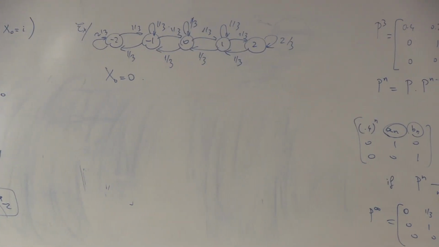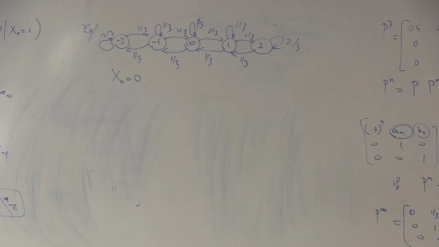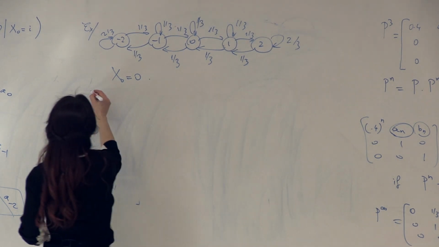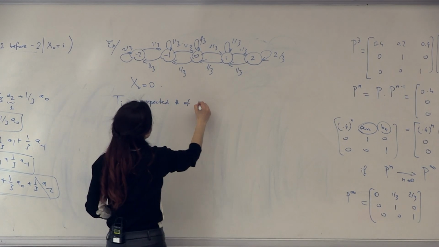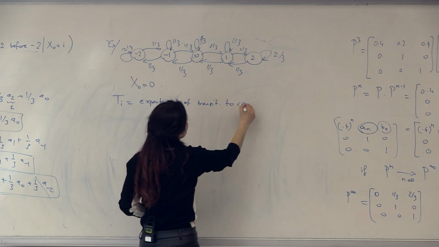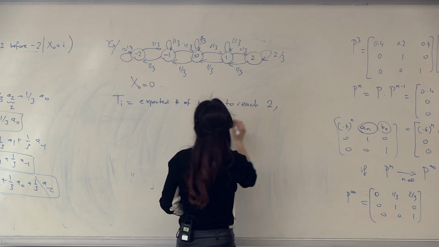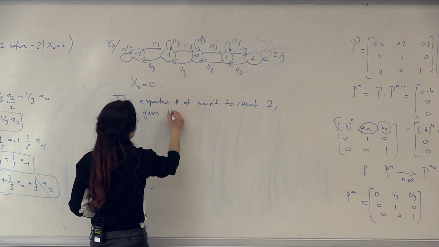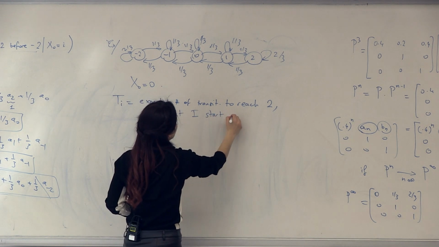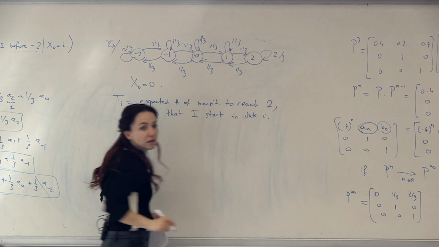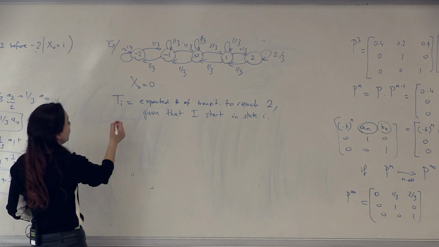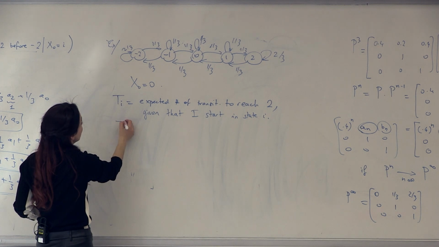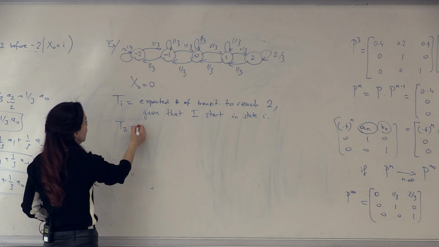So how can I compute that expectation? Again, I'm going to define Ti as the expected number of transitions to reach state 2, given that I started in state i. Okay, then I can write a set of equations again. For example, what is T2? T2 is clearly 0.